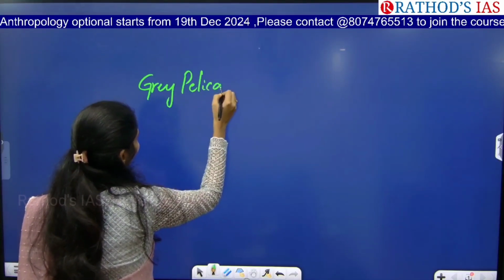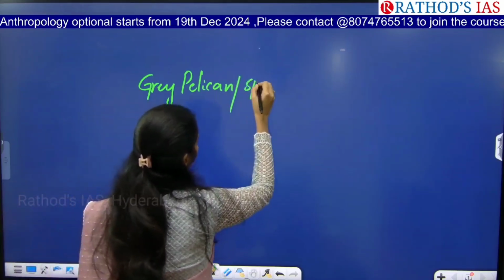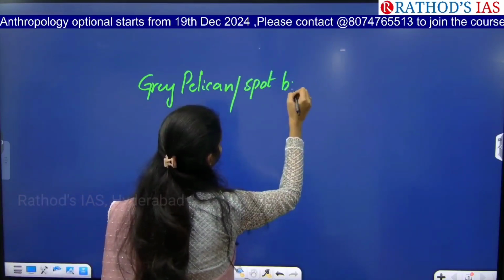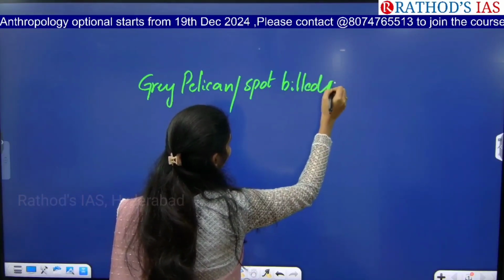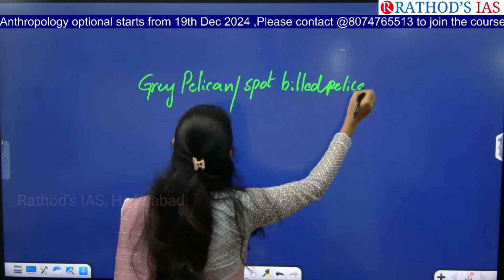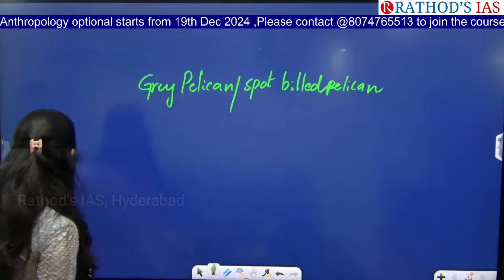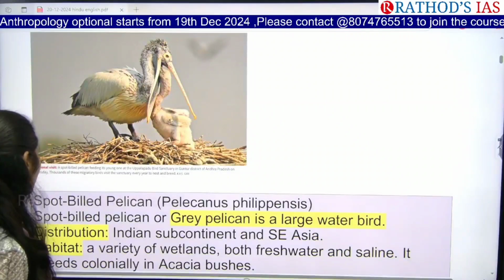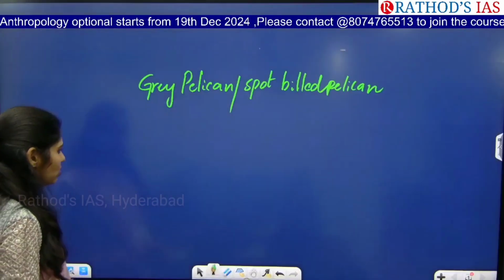Grey pelican or spot-billed pelican. And one more keyword that I can see is one bird sanctuary, that is Uppalapadu Bird Sanctuary.